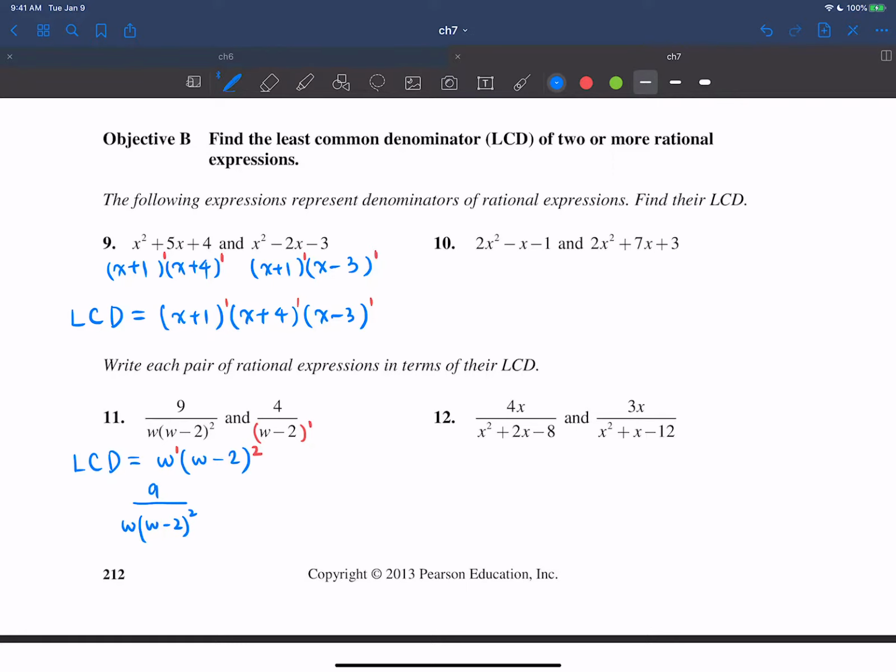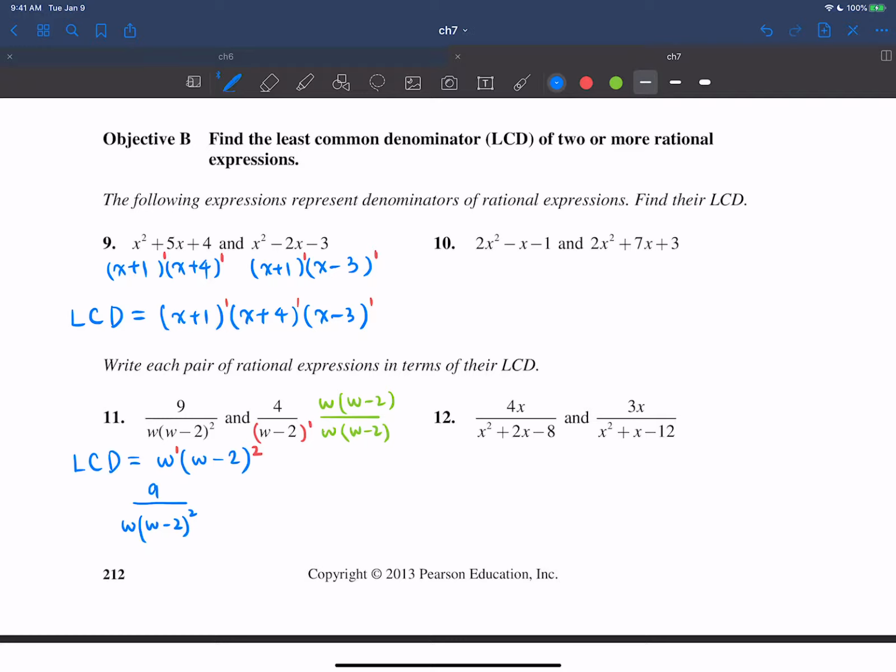The second one, it is missing certain factors. So you're going to multiply the second one by a factor that's determined by what's missing from the LCD. Apparently, it is missing a w and a w minus 2. So you just have to compare the existing denominator to the LCD and find out what it is missing. Since we're doing equivalent rational expressions, you also have to multiply the top by the same factors that you decided are missing.